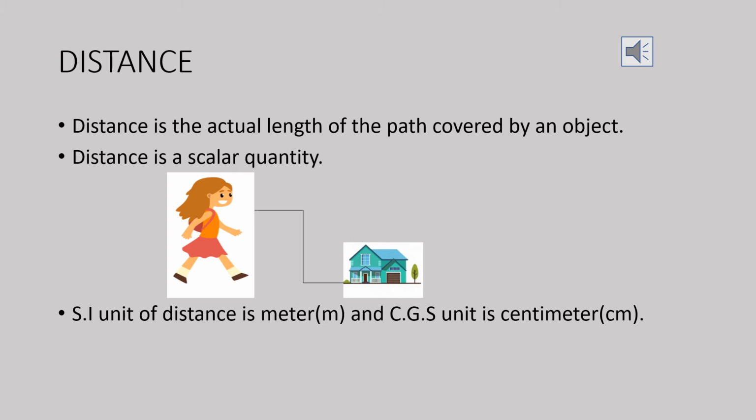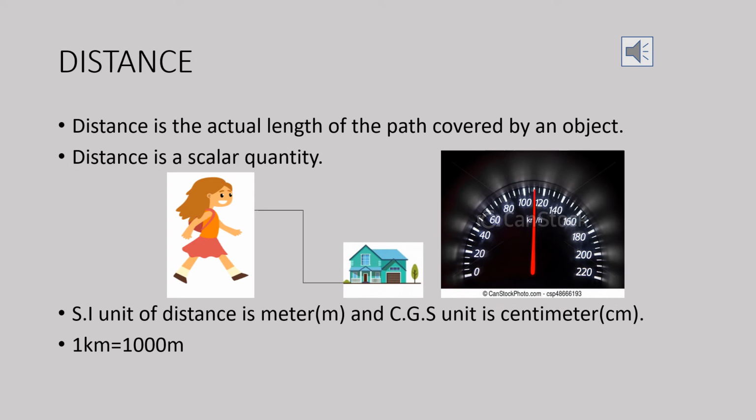The SI unit. What is SI unit? It is the standard unit which is used across the world. The SI unit of distance is meter and the CGS, that is centimeter, gram and second, unit is centimeter. 1 kilometer equals 1000 meters. This is an odometer. It is a device which is used to measure the distance in any automobile.